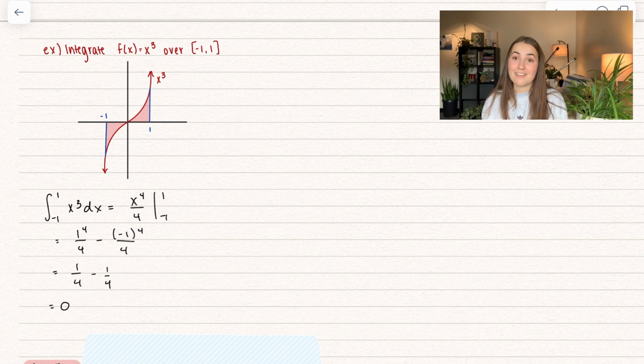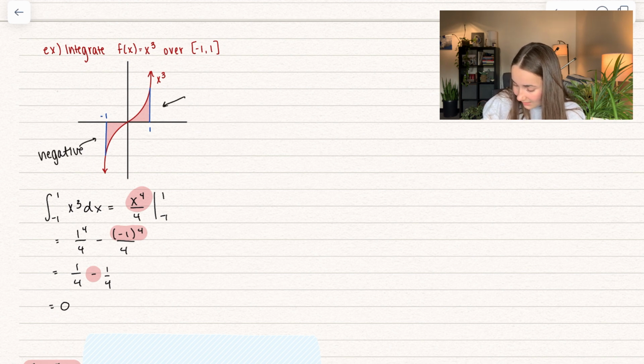Notice here we got a value of 0, and it's because when we took the antiderivative, well, now we have an even function. And when we have negative 1 to the power of 4, there's no negative to cancel out the minus, which results in the area just subtracting itself. And this makes sense with our picture because this right here is negative, and on this other side, it's positive. And so the negative and the positive areas just cancel each other out.